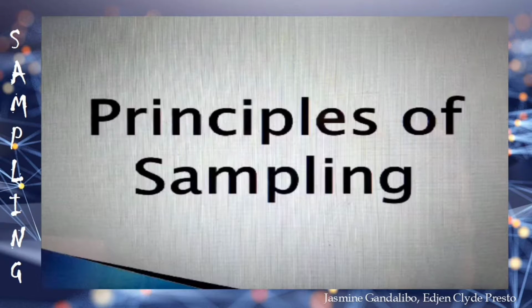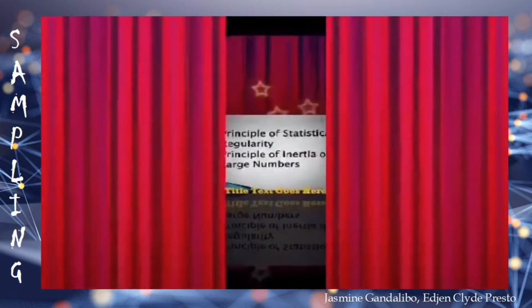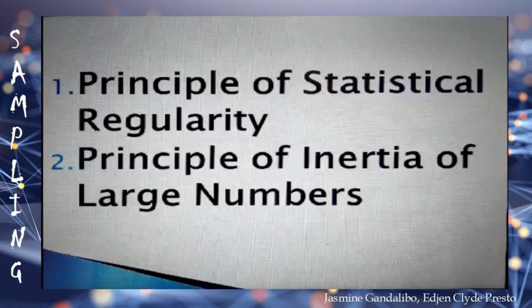From previous reporters from Group 9, we already know the definition of sampling, why we need sampling, the purpose of sampling, and sampling concepts and terminology. What I will report now are the principles of sampling number 1 and 2. Number 1, principle of statistical regularity. Number 2, principle of inertia of large numbers.